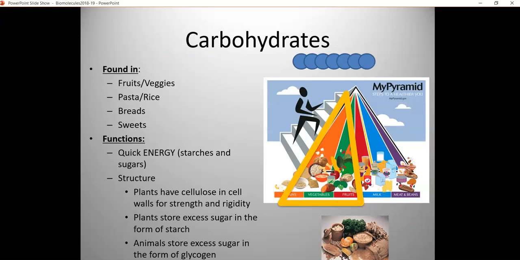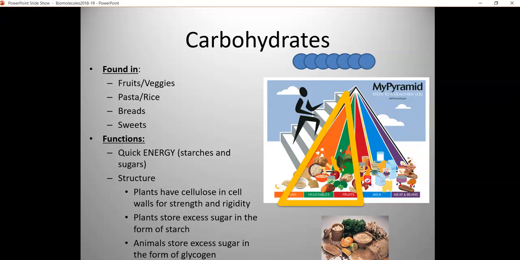All right, carbohydrates are found in fruits, veggies, pasta, rice, breads, and sweets. Their function, again, this is super important, is quick energy. So your starches and your sugars give you quick, fast energy that you need right away. That's why when you eat a candy bar, you get a real quick rush, but what comes after that is a really bad crash, because it's quick energy. It's not meant for long term.